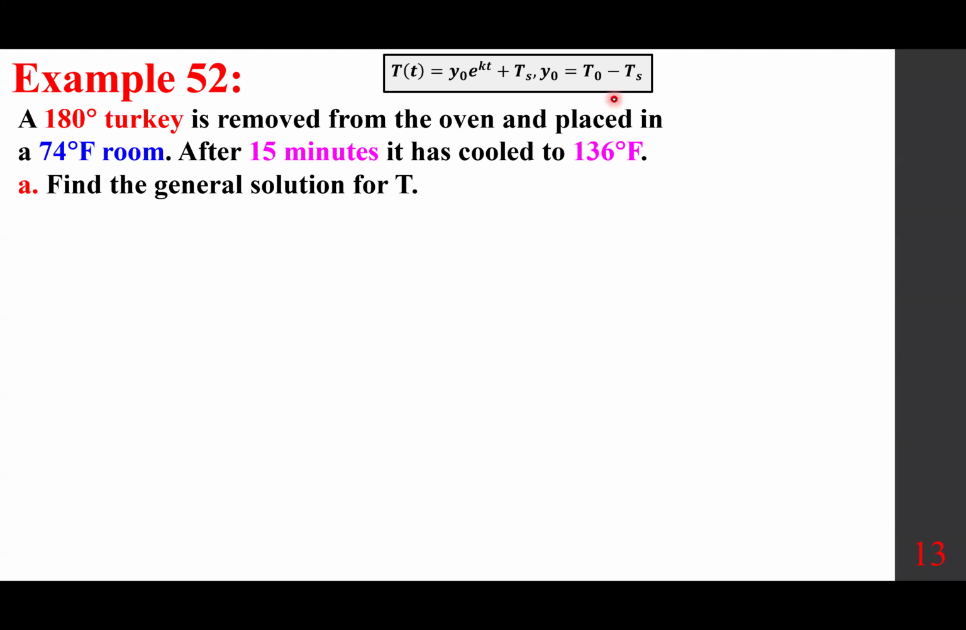So we have this one. So let's see what is given. I hope you realize this one as the initial temperature, 180 degrees, is T sub 0. We bring it to the room, that is the surrounding temperature, T sub s. 15 minutes, capital T of 15 is 136. So this is given, everybody.